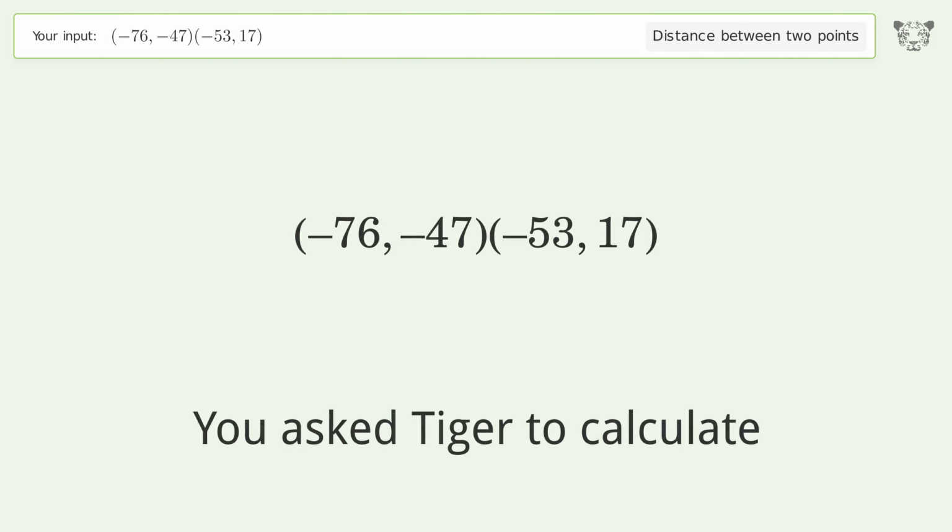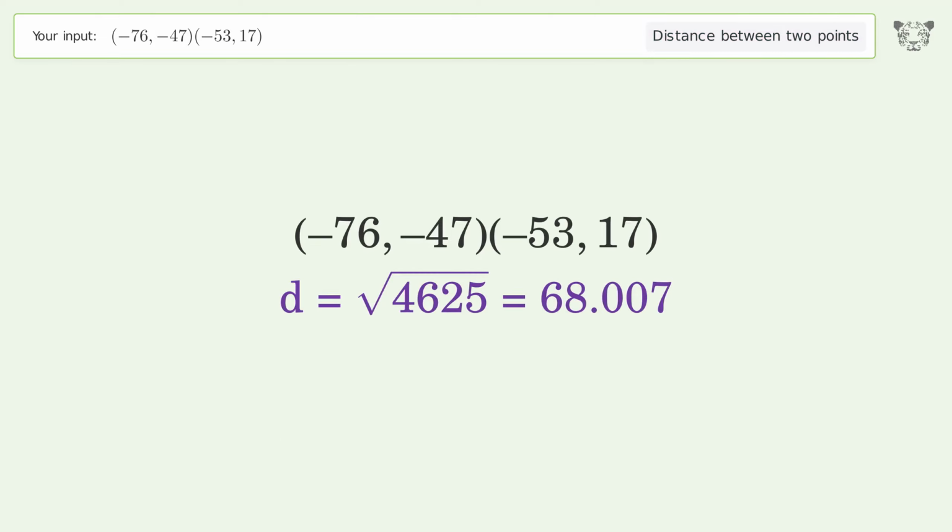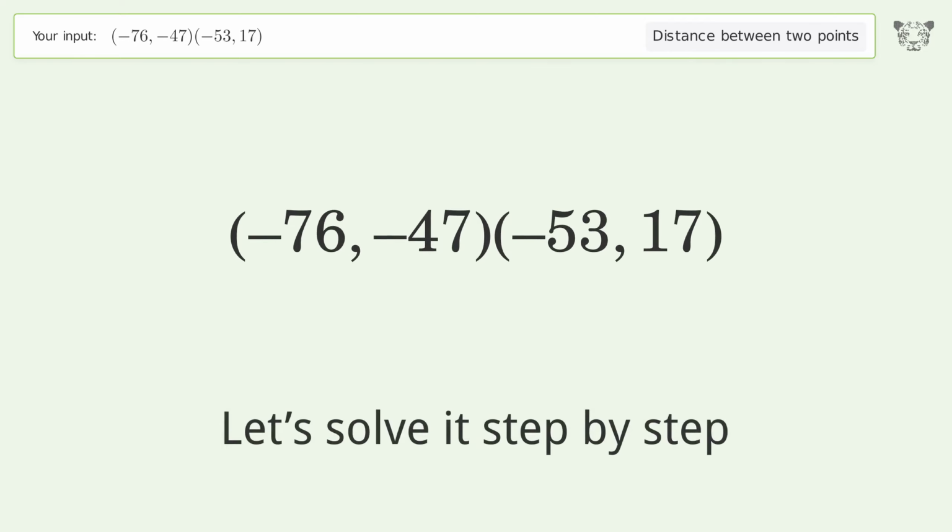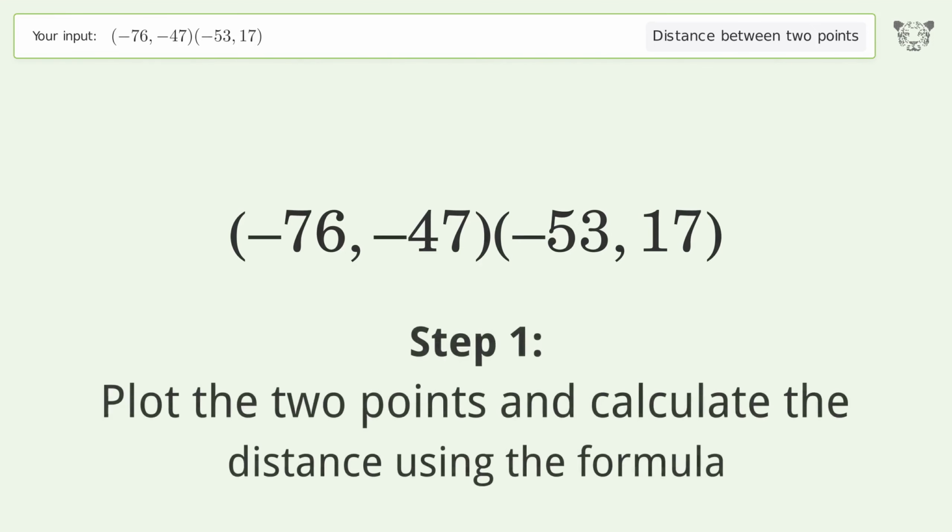You ask Tiger to calculate. This deals with the distance between 2 points. The distance between the 2 points is the square root of 4,625, or 68.007. Let's solve it step by step. Plot the 2 points and calculate the distance using the formula.